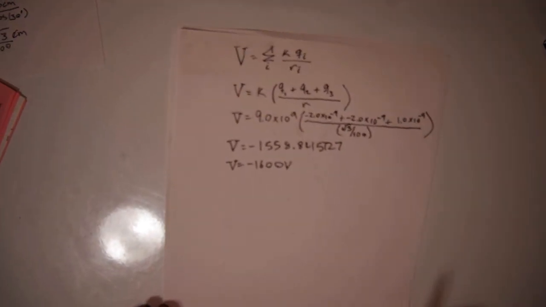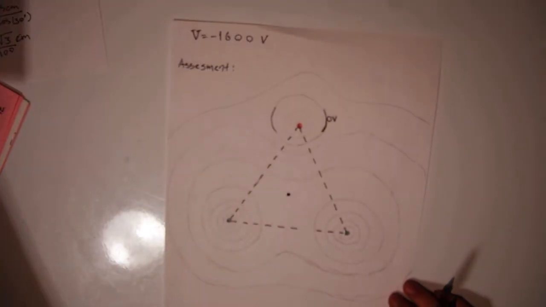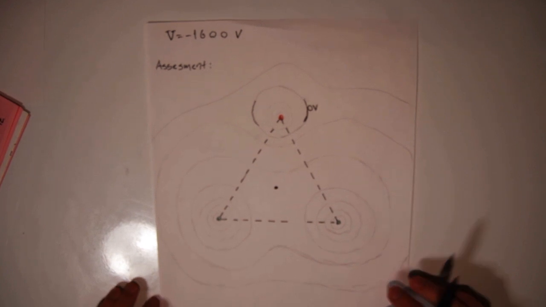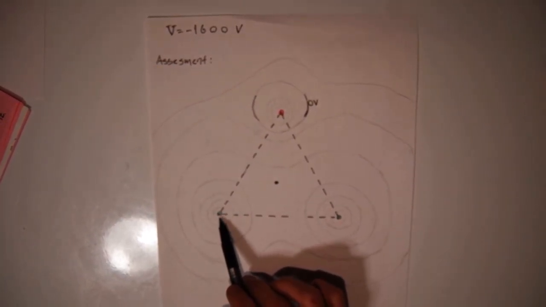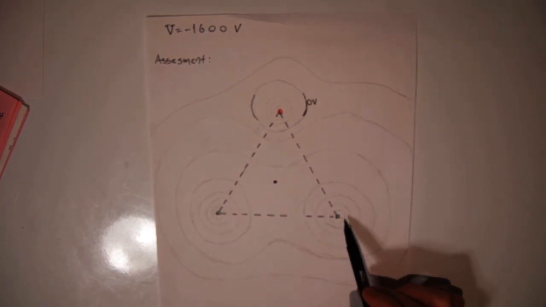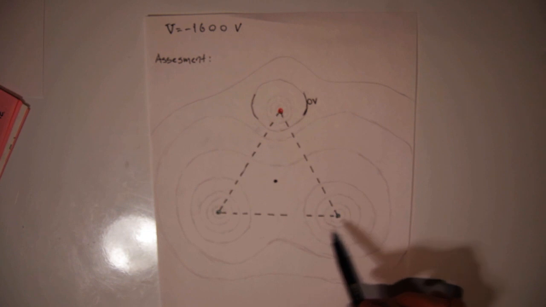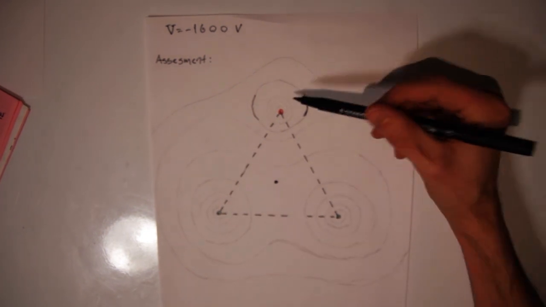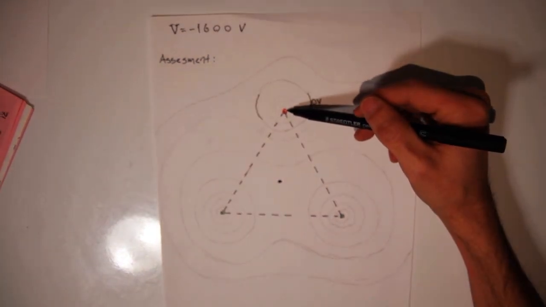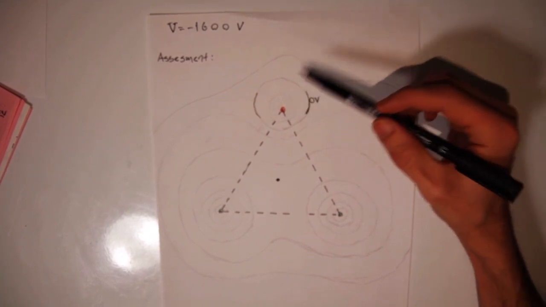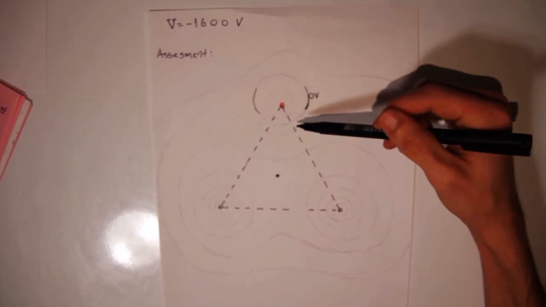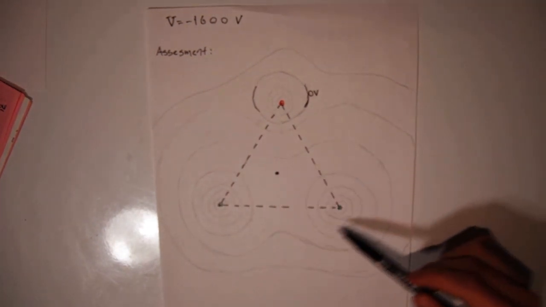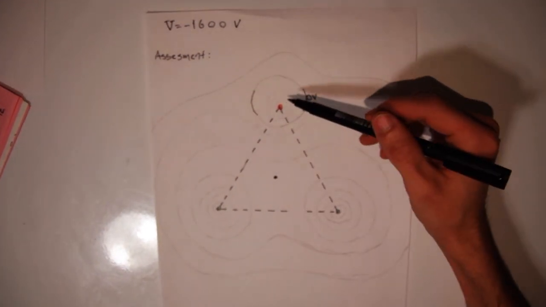Now we're going to take a look at the contour map to see if this makes sense. Down here at the bottom of the triangle, we have two charges of negative 2 nanocoulombs apiece, so they're going to be taking up a lot of the electric potential in this area, while we have the positive 1 nanocoulomb charge at the top. The difference here is 3 nanocoulombs between the two, so the negative charges are going to have a lot more electric potential around them than this one will.